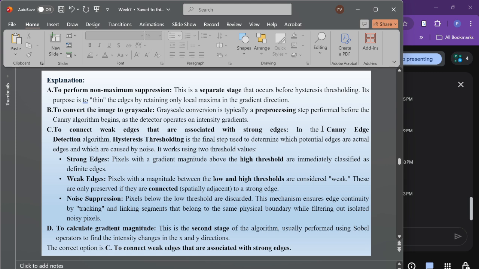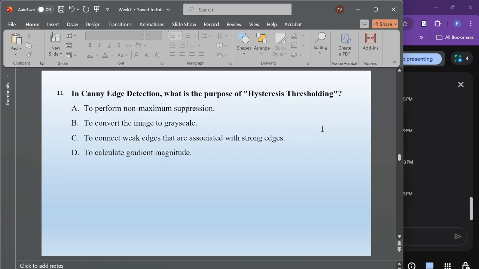Our next option is to calculate gradient magnitude. This is the second stage of the algorithm, usually performed using the Sobel operators to find the intensity changes in the x and y directions. So the correct option is C, to connect weak edges that are associated with strong edges. In Canny edge detection, the purpose of hysteresis thresholding is to connect weak edges that are associated with the strong edges.